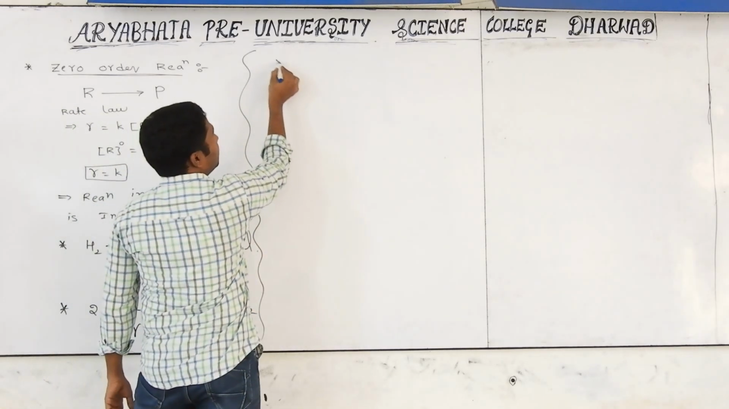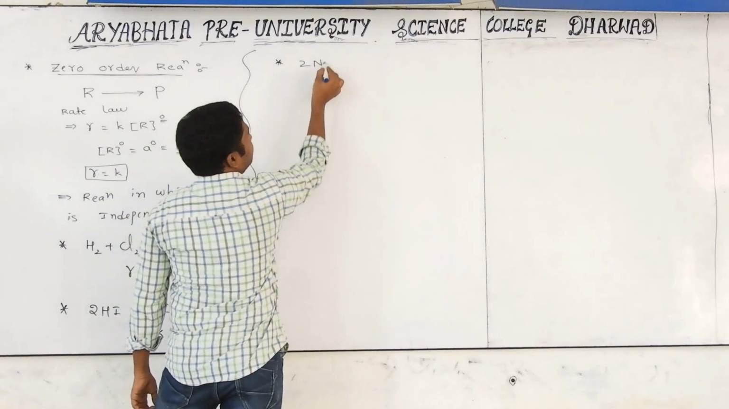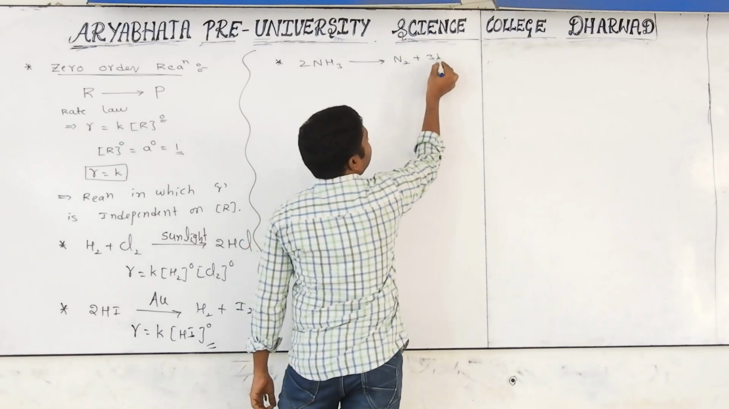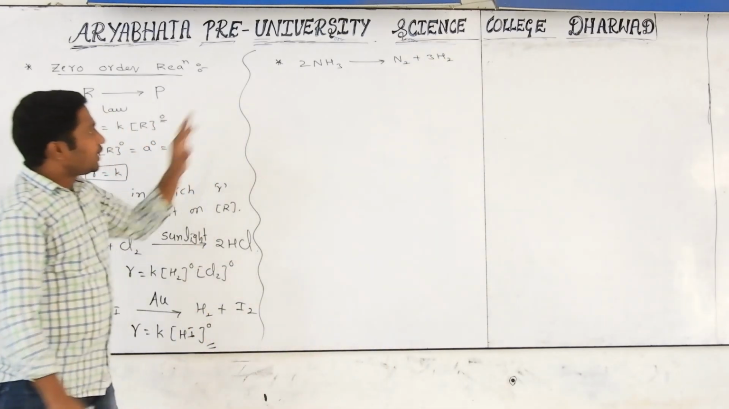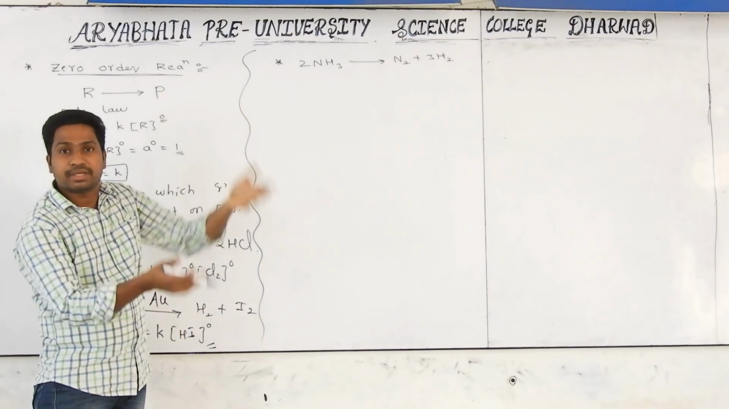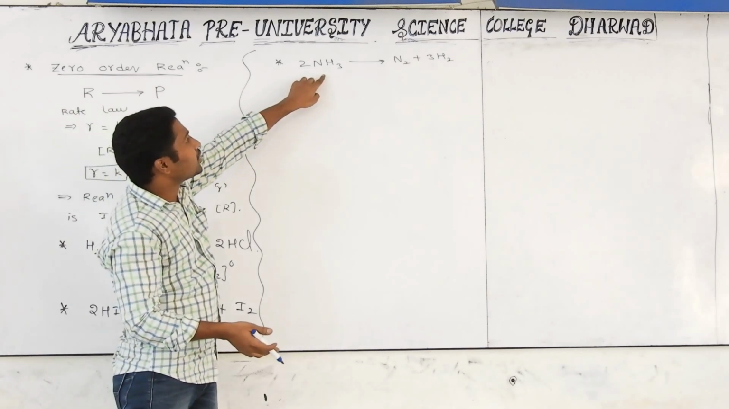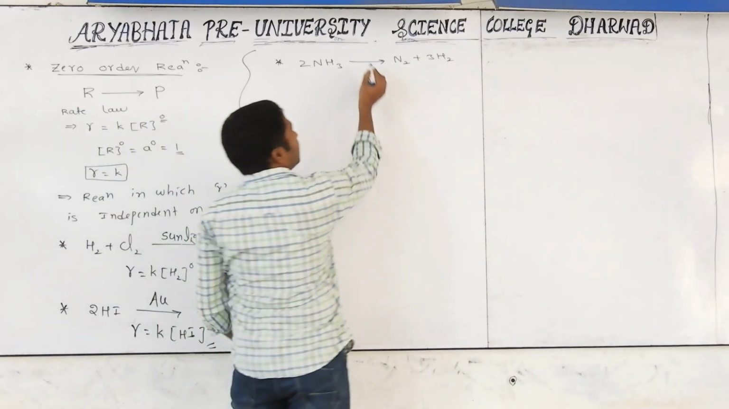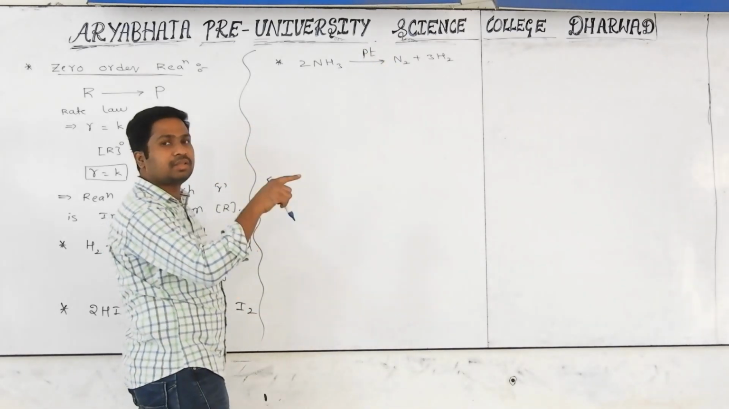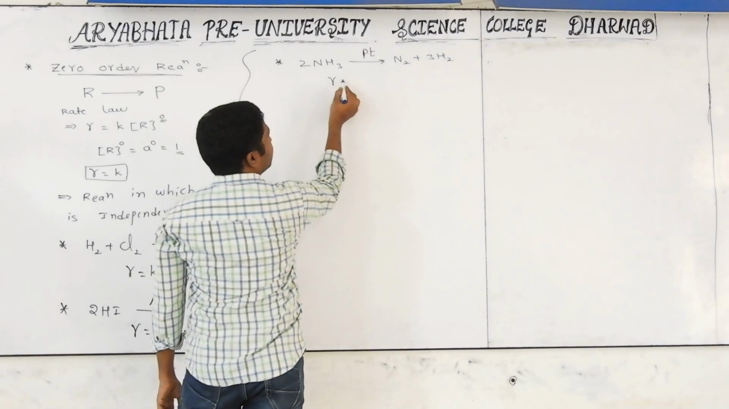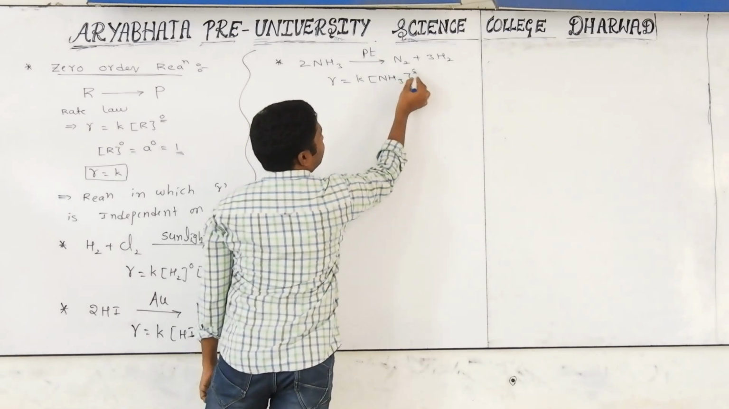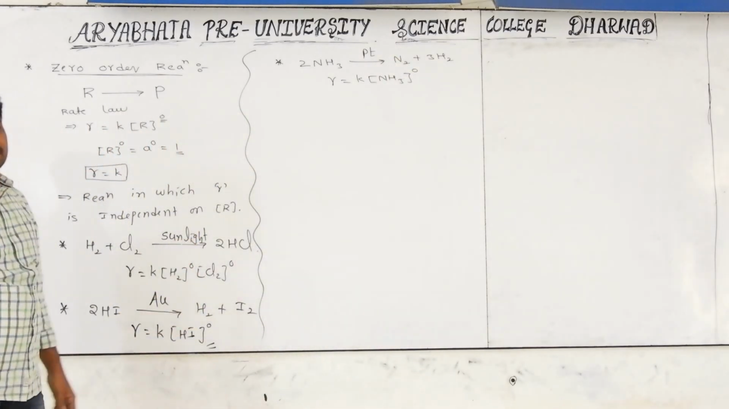For example, 2 moles of ammonia decomposing into N2 plus 3H2. If you take a big tank of NH3, it won't convert into N2 plus H2. The speed of the reaction is not controlled by NH3 concentration but is affected by a catalyst, which is platinum. If platinum is there, then the reaction proceeds well. That's why the speed of the reaction is not affected by the concentration of ammonia, so its power is 0. These are all called zero order reactions.